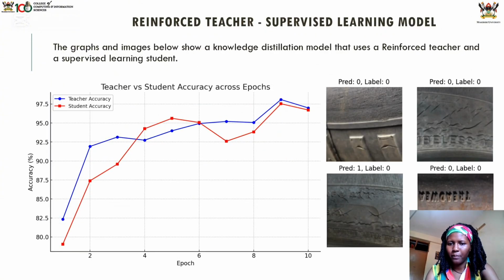Here we have a reinforced teacher and a supervised learning model. The reinforced teacher uses contrastive learning to learn the features of the tires, and the supervised learning student will then learn these features from the teacher. And we plotted a teacher versus student accuracy across the epochs to know how the teacher is training the student. And as you can see, the values are at par with each other. This means that the teacher is learning efficiently and the student is learning at almost the same rate. As you can see at the end, they have almost similar results.